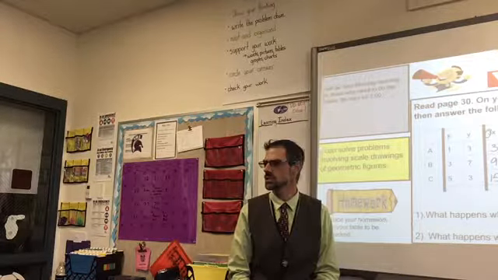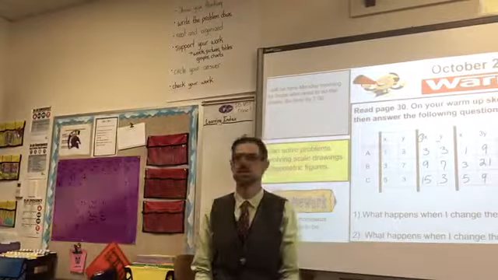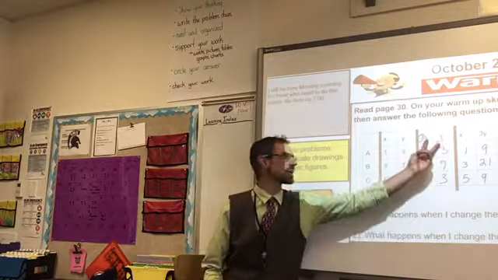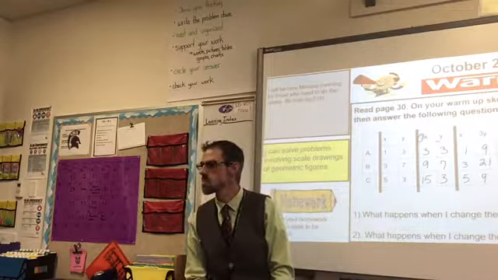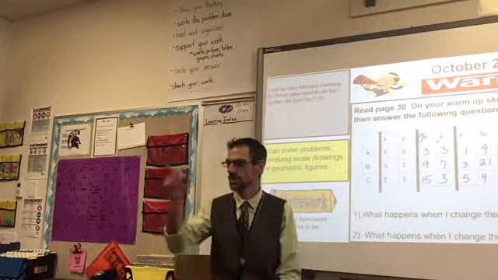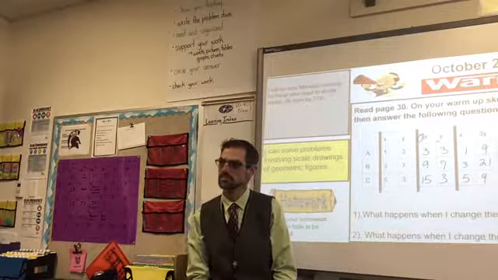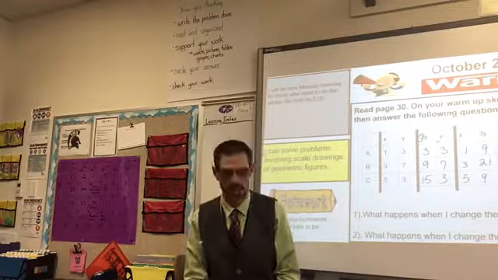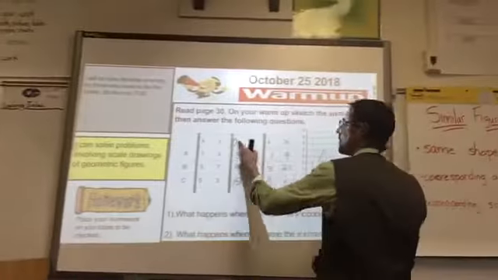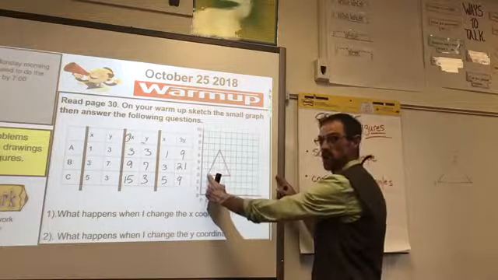Ashton, what's going to happen here to this triangle that I'm making here? It's going to get wider. How do you know it's going to get wider? Oh, Otis. Because you're multiplying it 3 times, on the x-axis. That's great. So because I'm multiplying the x-axis, we're going to move these points this way.